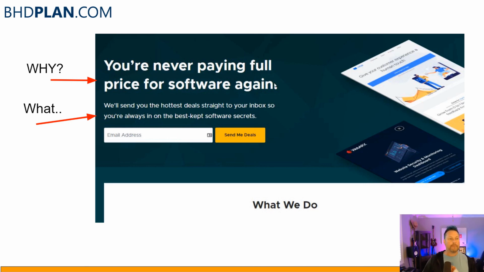Why: you're never going to pay full price for software again. Right? And then it's the what: what am I going to get? We'll send you the hottest deals to your inbox, so you're always in on the best kept software secrets. So it explains everything in an email. Those are your options. It explains it all, boom, boom, the why and the what.